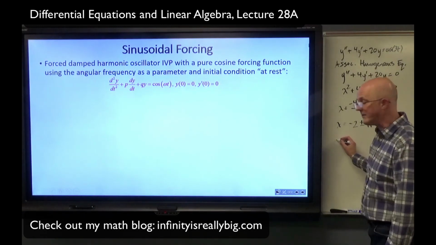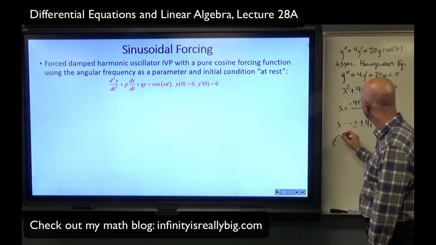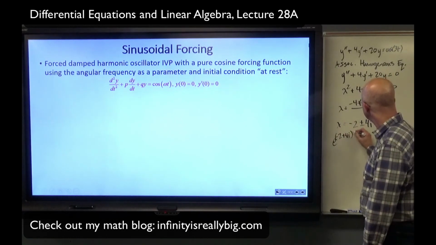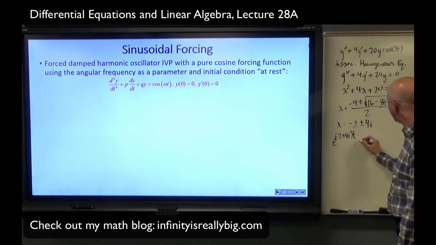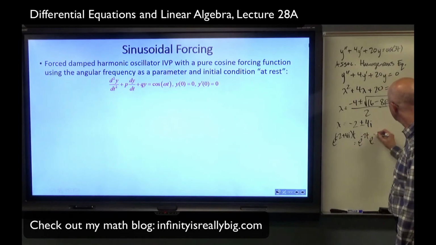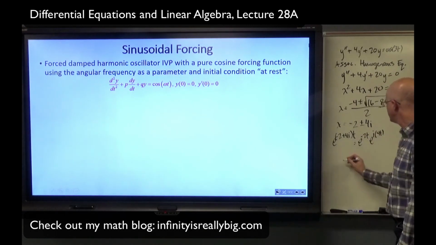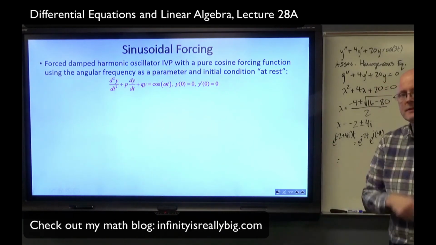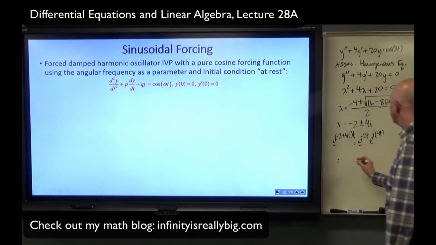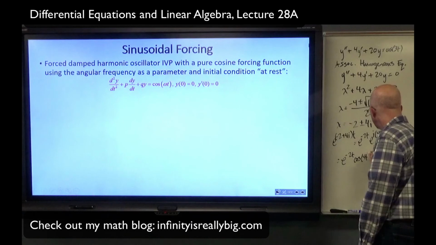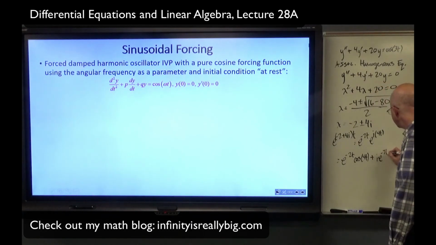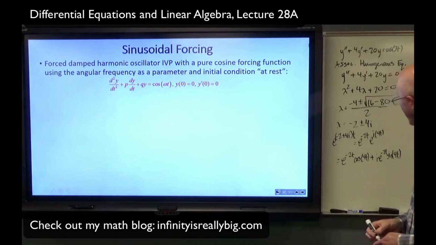We can just pick one of them, say e to the negative 2 plus 4i times t, to get our complex solution. Expand this out with Euler's formula. e to the i times 4t is cos 4t plus i sine 4t. Multiply the e to the negative 2t through the parentheses. You'll get e to the negative 2t cos 4t plus i e to the negative 2t sine 4t. And when we've done this before, I've really emphasized this is really important. You don't want to stop there. You don't want your answer to have any i's in it.